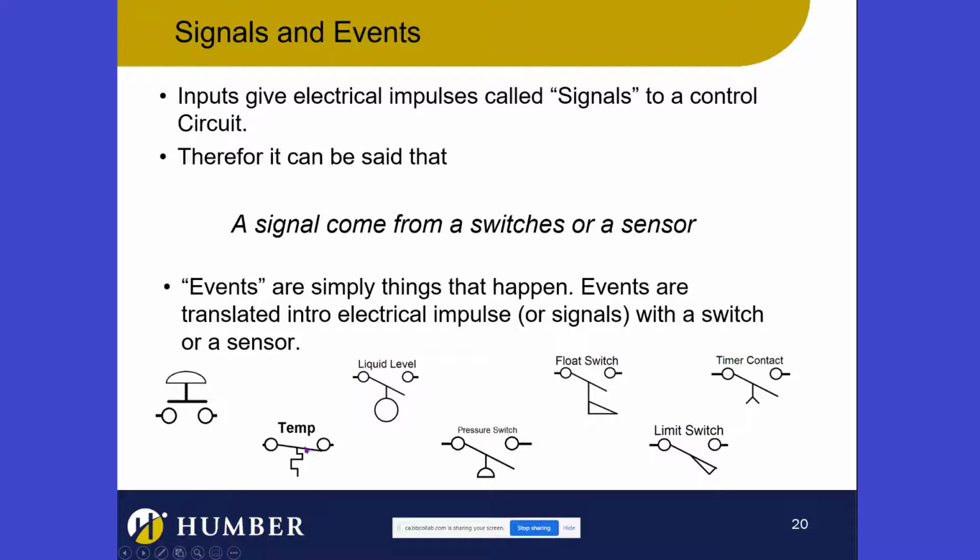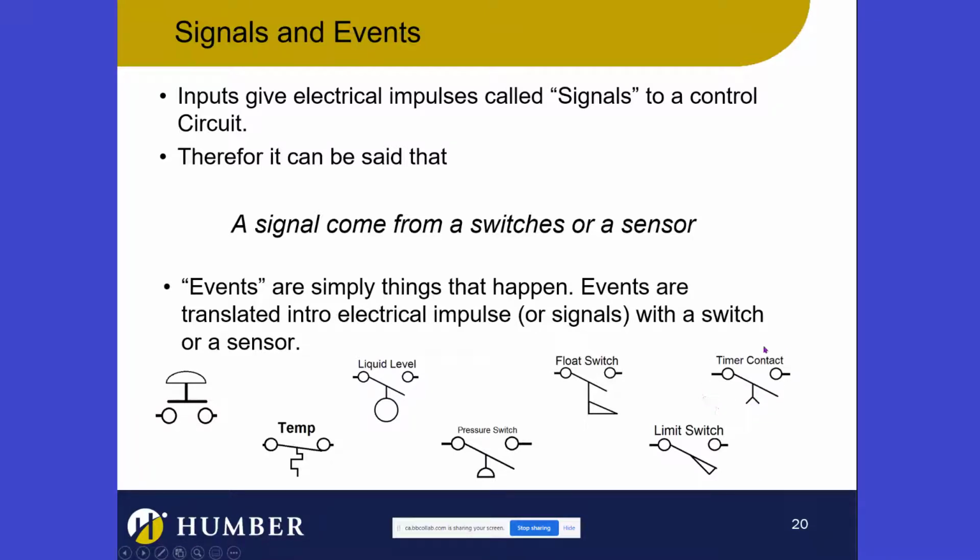So when the temperature goes above a certain amount, it becomes open. So that's a little bit different. That's a liquid level switch. We can have a normally open or normally closed liquid level switch. This is a pressure switch. We can have a normally open and a normally closed. We can have a float switch, normally open, normally closed. We can have a timer contact, normally open, normally closed.